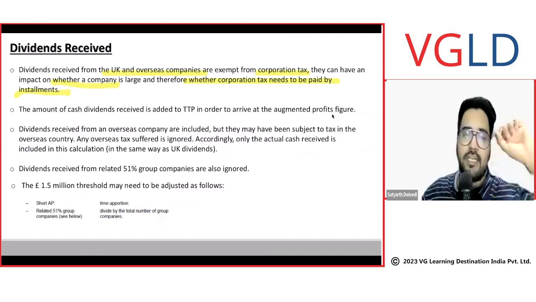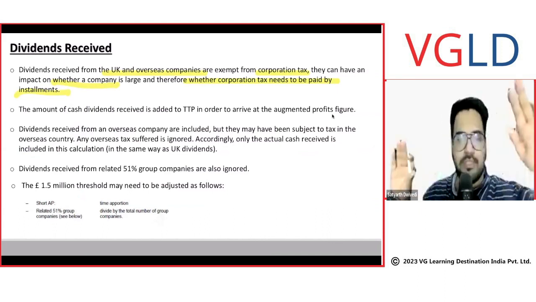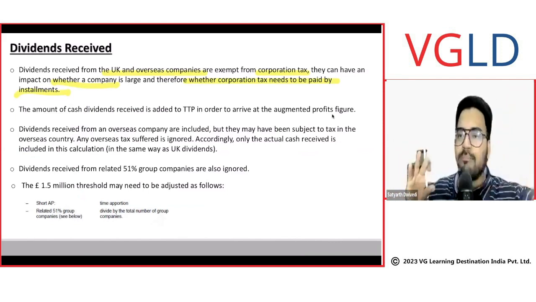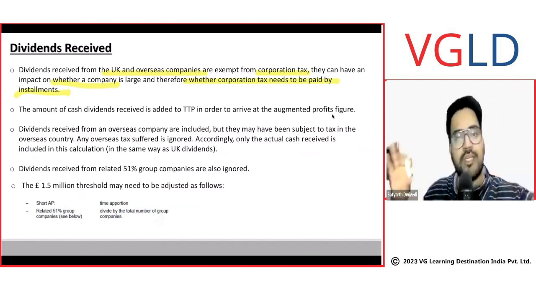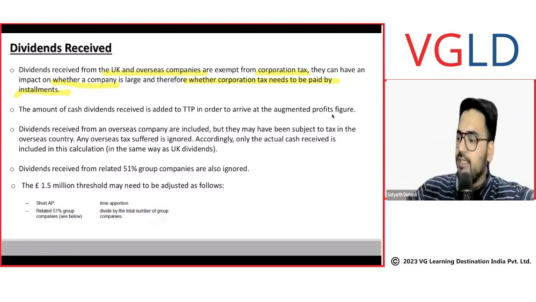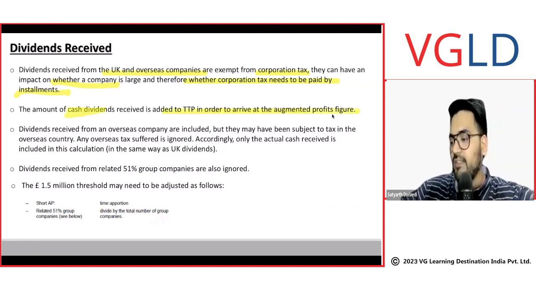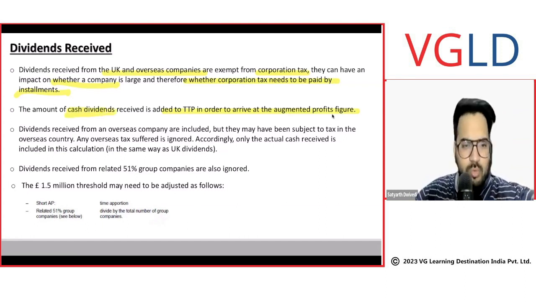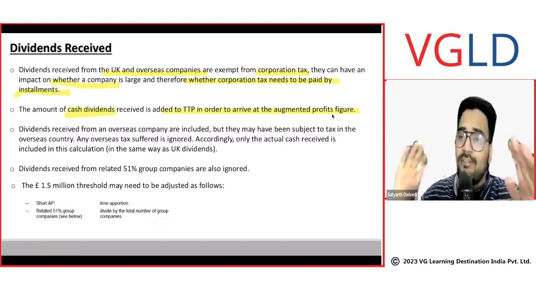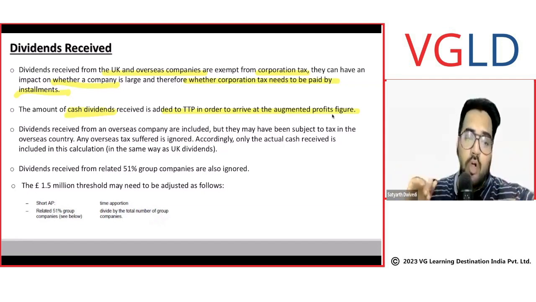What we do is that if you receive dividends, it is exempt. There is no taxation on dividends from any company, right? Dividends are totally tax-free, but they need to be added to TTP in order to arrive at the augmented profits, but they have written only cash dividends, right? I don't know what they mean by non-cash dividend, so we will not get into that, but any dividend we will add to come to the augmented profits, right?